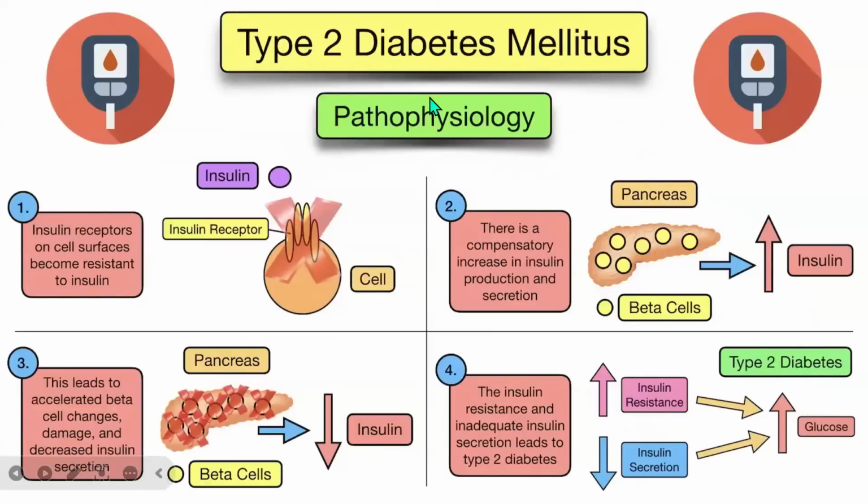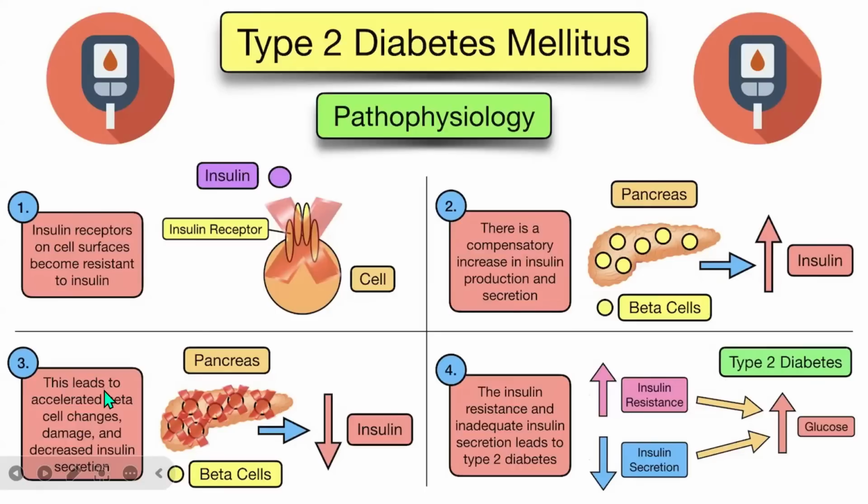So then let's look at the pathophysiology of type 2 diabetes. Insulin receptors on the surface become resistant to insulin, so they don't respond to it. So this is what happens. When beta cells produce the insulin, the cells are not responding to it. Therefore the receptor is not responding. As a result, there is a compensatory increase in insulin production and secretion. Of course the insulin secretion increases, and it will remain in the pancreas because it's not actually utilized.